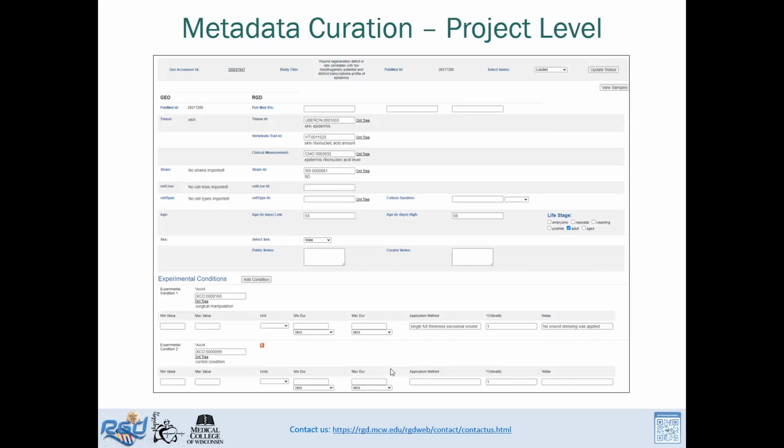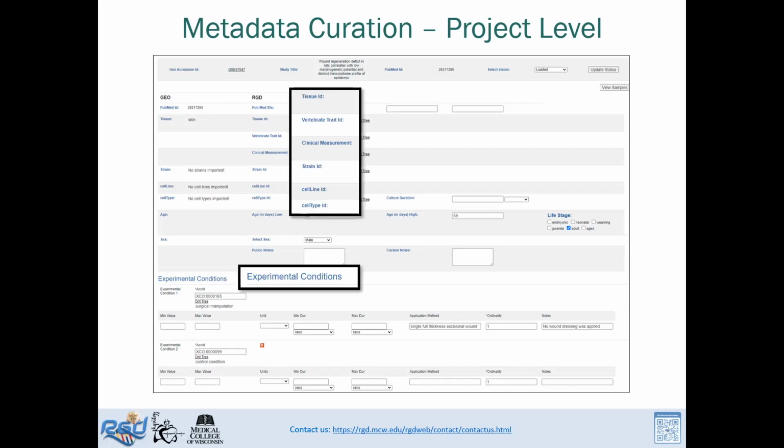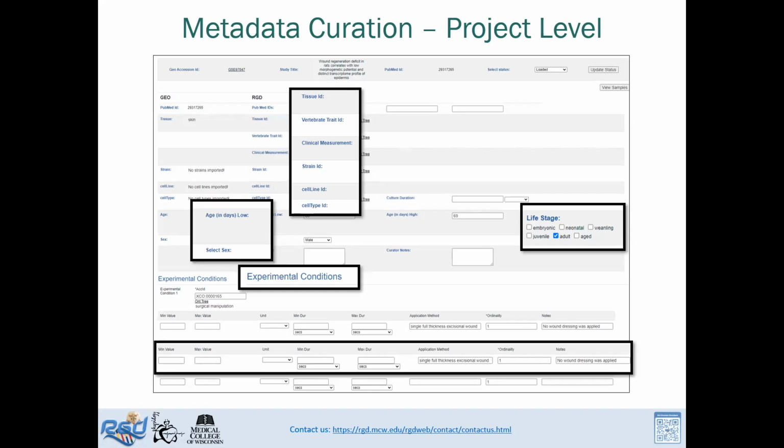The curation of the metadata for phase 2 begins at the project level. This is the expression curation tool that was developed. It relies on natural language processing to match ontology terms to GEO accession attributes. This comprehensive interface provides 7 fields for controlled vocabularies, such as Uberon, vertebrate trait, clinical measurements, experimental conditions, and more. There are also fields for age, life stage, sex, culture duration, and experimental conditions and attributes.